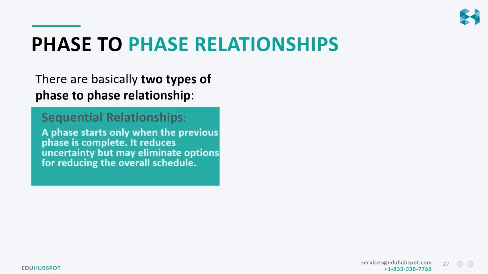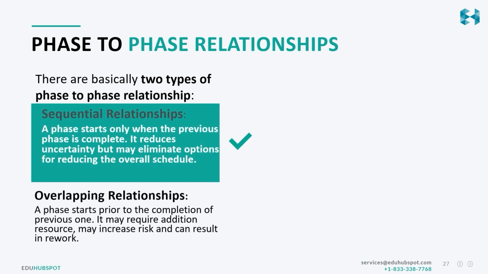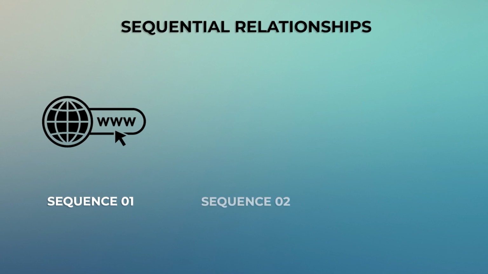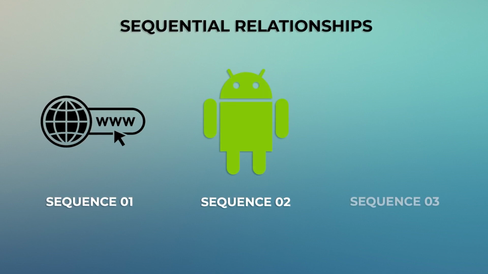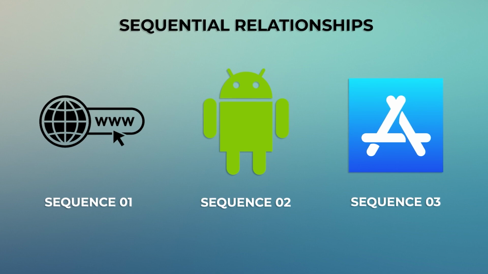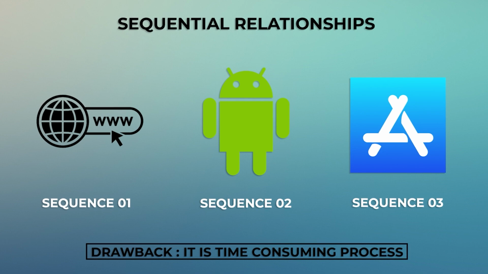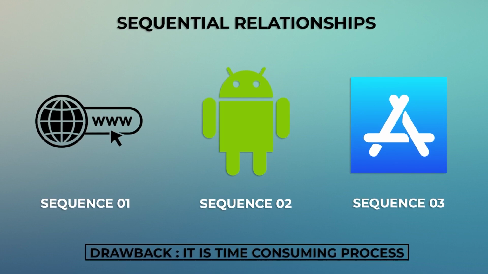First, we have a sequential relationship. Sequential relationship is you are doing things in sequence. Like I first made the website, then I made the Android app, then I made the Apple app. So I did it in sequence. I'm not doing things in parallel. What is the drawback of doing these things one by one? It's a time consuming process. Why is it time consuming? Because I'm not doing things in parallel, so I'm not saving time. In fact, once my website is stable, fully functional, I feel that it is right, then only I started the Android app. And finally, I started the Apple app. So that's how it is.